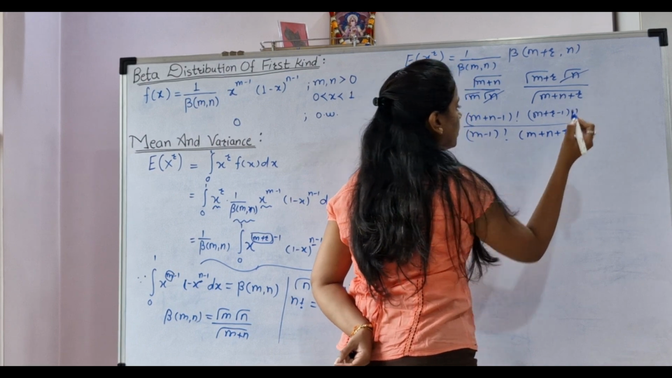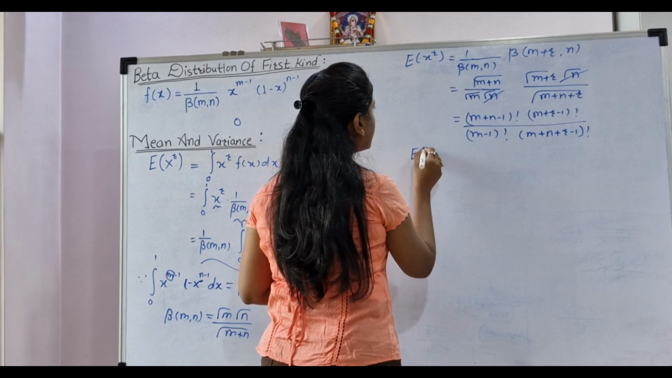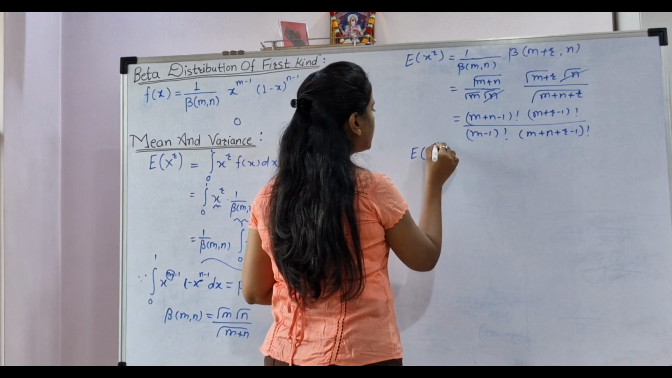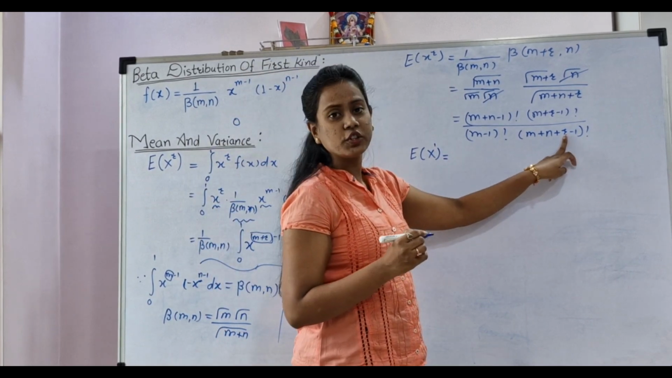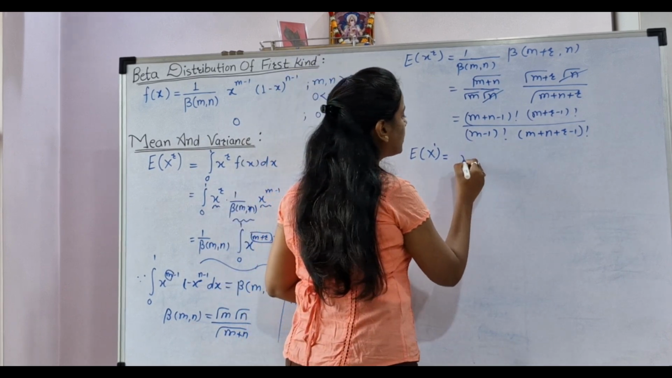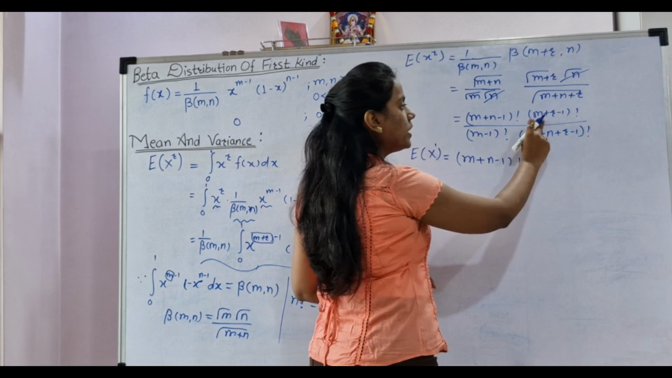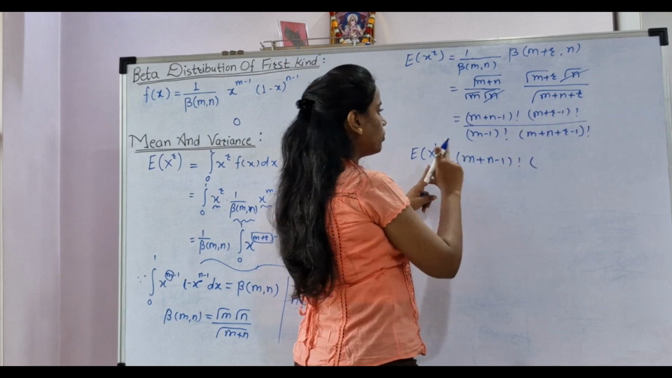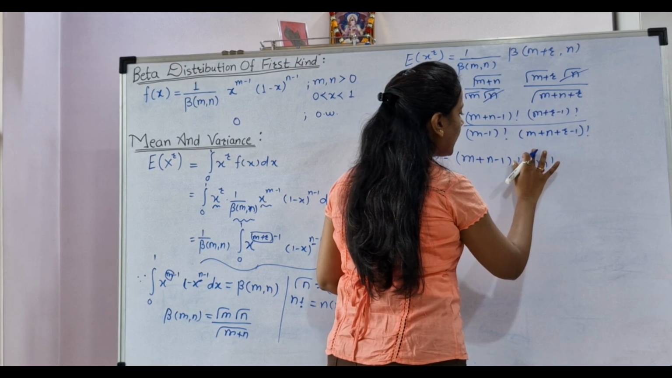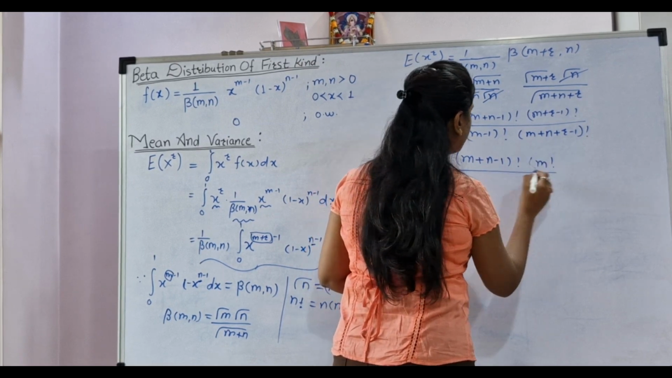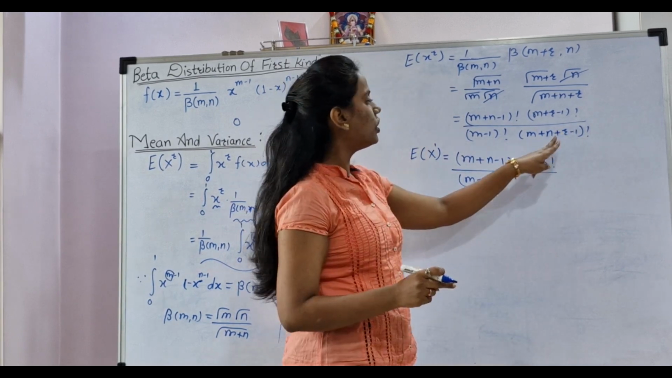Now we will calculate the mean, that means the first moment, expectation of x. Now here x to the power 1, so instead of r, what are we going to put? The value 1. So what we will get in the numerator: m plus n minus 1 factorial. Here m plus r minus 1, now the value of r is 1, so plus 1 minus 1 will get cancelled and it will be m factorial, right? In the denominator we have m minus 1 factorial. Again here the value of r is 1.